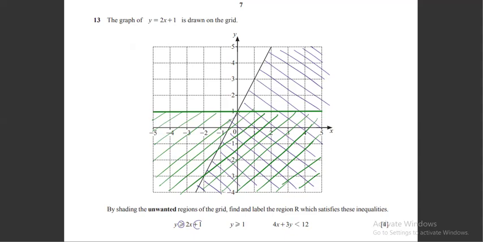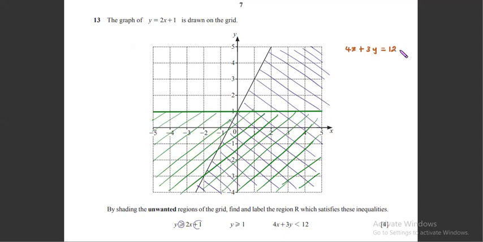Then the next one is we have another inequality that is given to us, which is 4x plus 3y is less than 12. Now, for us to draw this, it is going to be a straight line equation. So if we change the inequality and replace it with an equal sign, this will be a straight line equation. If I write it here on the side, it's 4x plus 3y, let's replace the inequality sign with the equal sign, equals 12.